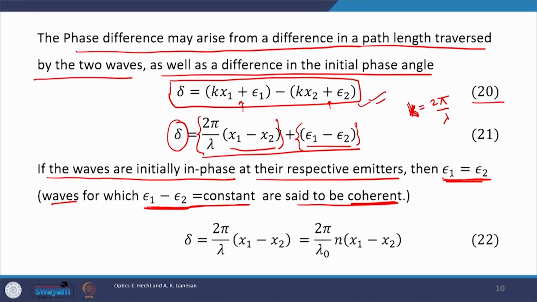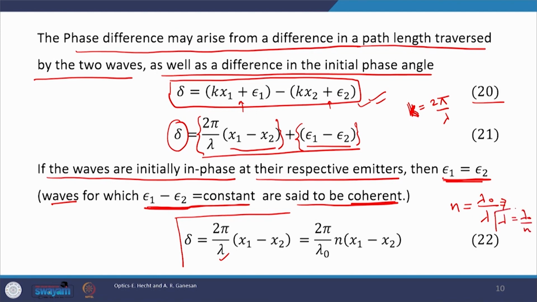Now, for such waves for which epsilon 1 is equal to epsilon 2, the expression for del, which is the phase difference, modifies and becomes 2 pi by lambda times (x1 minus x2). Lambda is the wavelength in the medium, and this lambda embeds the information about the refractive index of the medium, and we know refractive index n is equal to lambda naught by lambda. Therefore, we can safely write that lambda is equal to lambda naught by n.